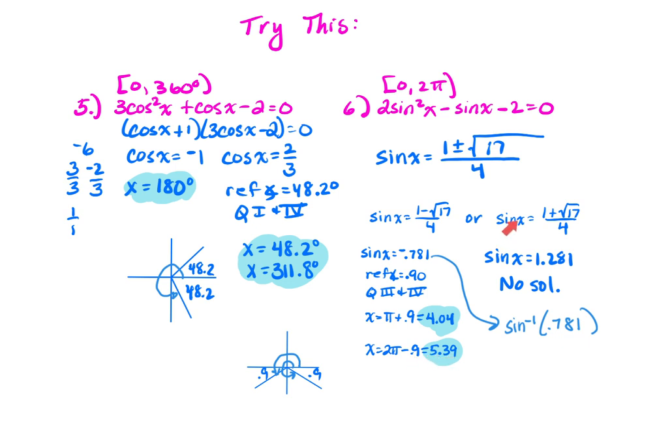Sine equals sine of x. When I add the square root of 17 and divide by 4 to 1, I get something that's over 1, and sine is never more than 1, so this part offers me no solution. So problem number 6 has 2 solutions, 4.04 and 5.39, both in radians.